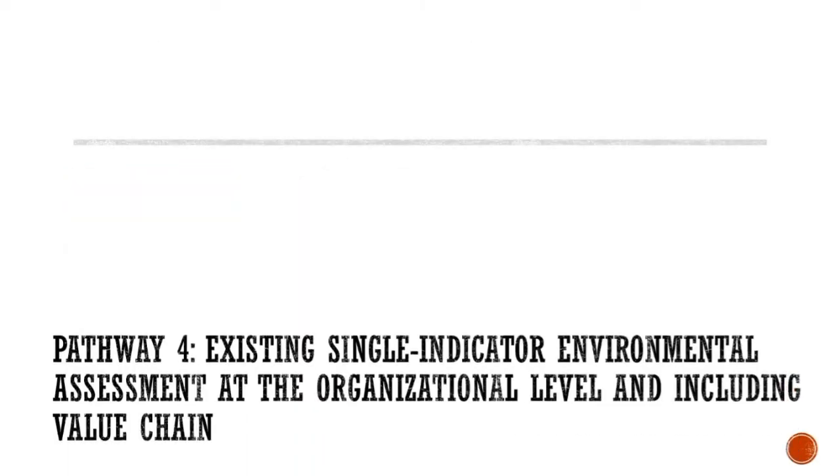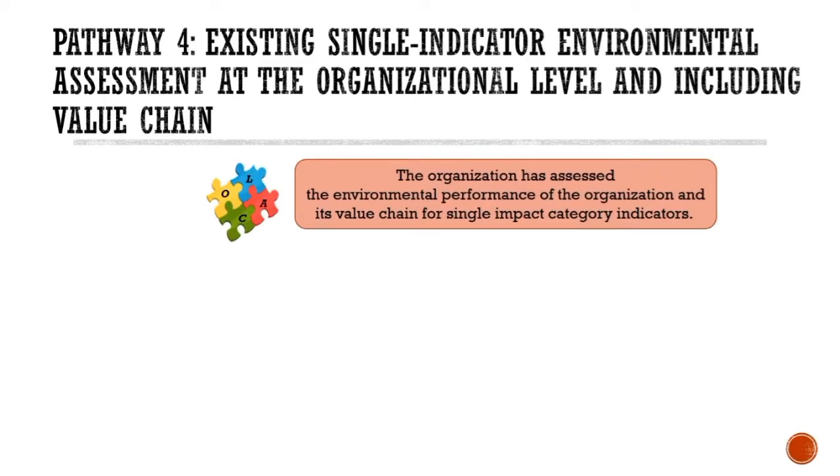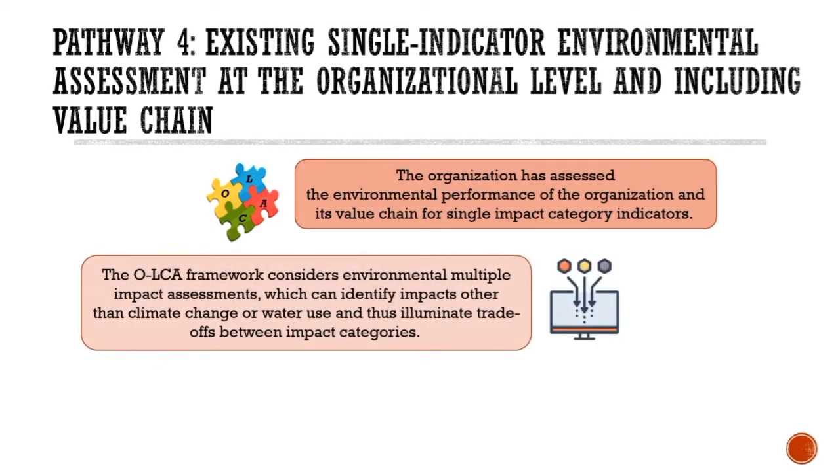Pathway 4, Existing single indicator environmental assessment at the organizational level and including value chain. The organization has assessed the environmental performance of the organization and its value chain for single impact category indicators. The most well-known methodology for this type of assessment is the GHG Protocol Scope 3 standard. There are other approaches based on this standard that assess GHG emissions and water. The OLCA framework considers multiple environmental impact assessments, which can identify impacts other than climate change or water use and thus illuminate trade-offs between impact categories.